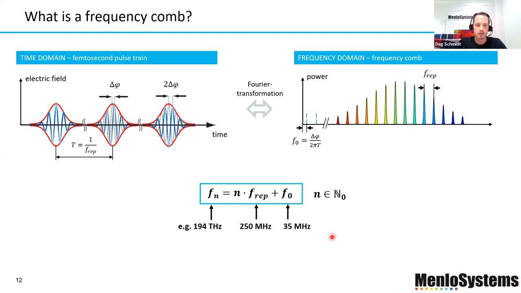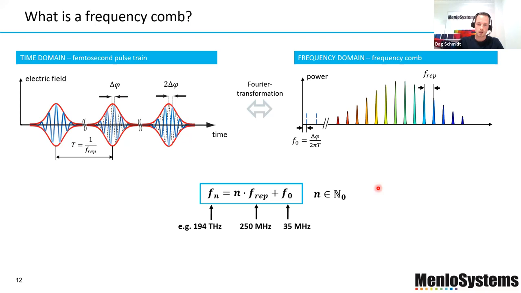But this directly shows you the most important feature of a frequency comb. It divides an optical frequency, for example, 194 terahertz, down into an integer number of the repetition rate plus F0. And the repetition rate and also F0 are in the megahertz domain, in the RF domain, so they can be easily counted with frequency counters. And this is really the clue of the frequency comb.